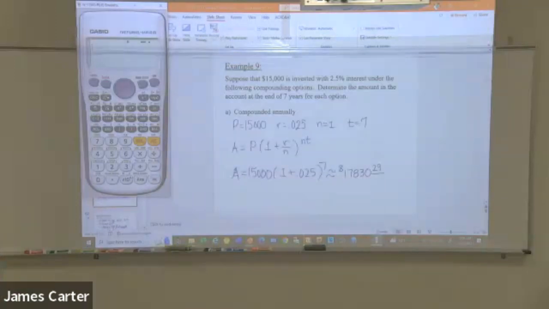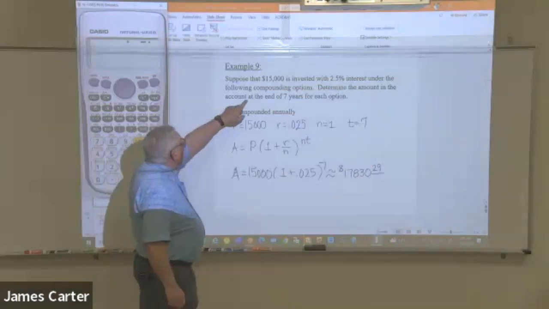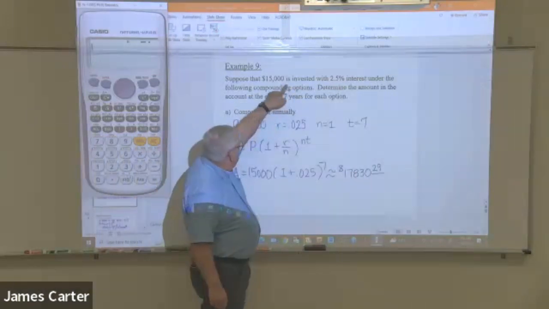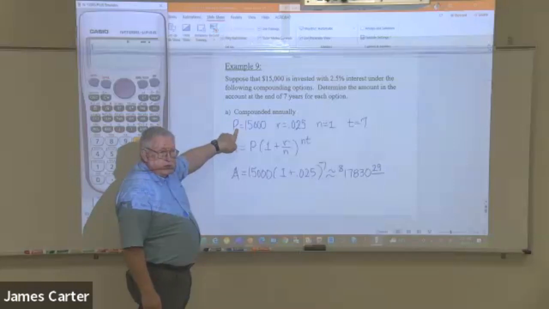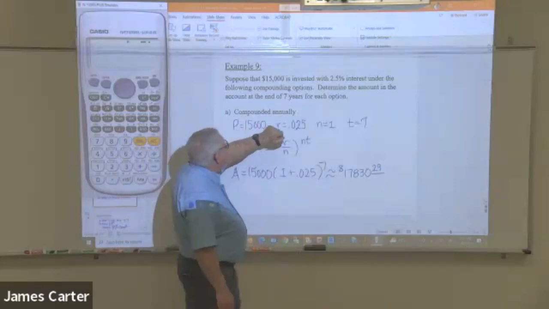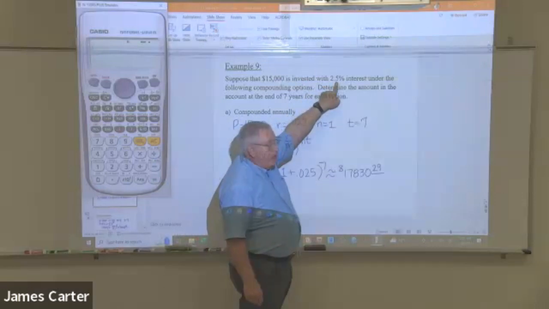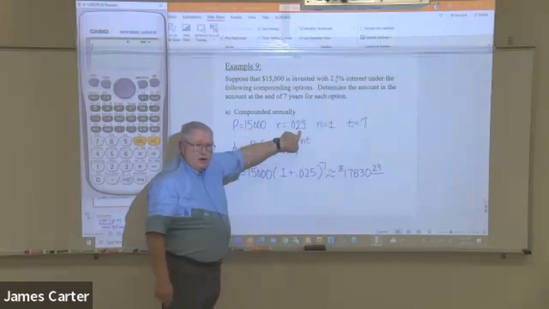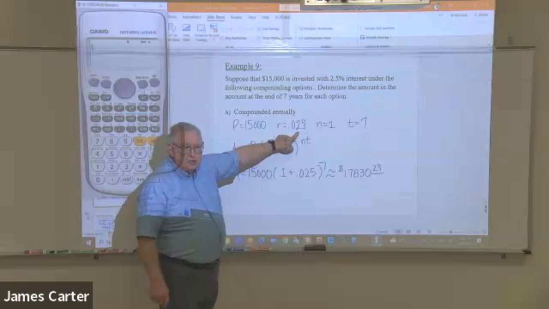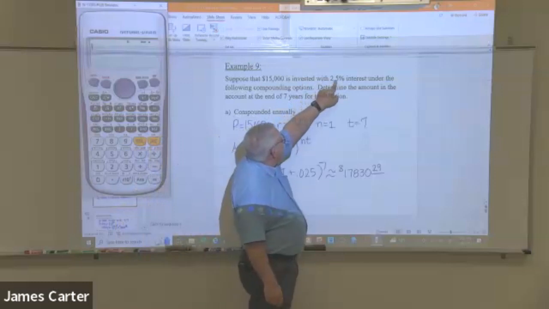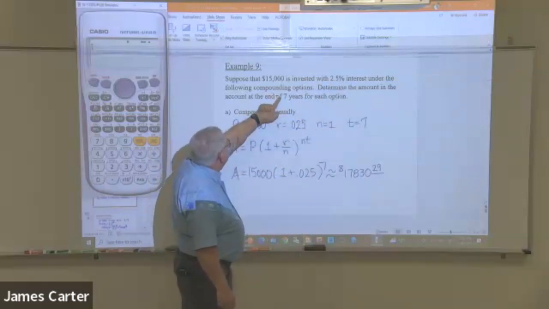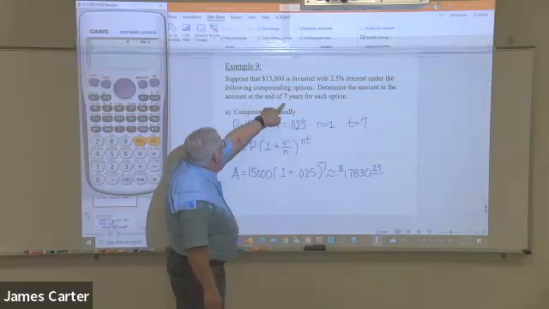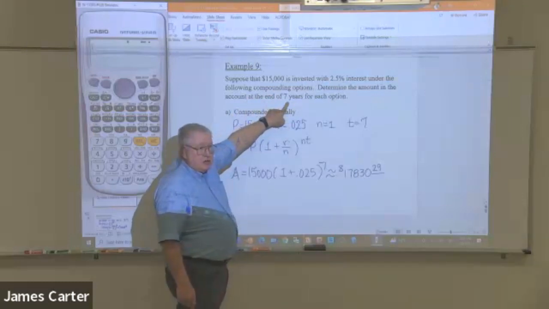Okay, let's look at this one. 15,000 is invested. That's your P. That's your starting amount. 2.5% interest. We have to convert it to a decimal to do calculations. Move this decimal over 2 places to the left. Okay, and then they want it to be 7 years.